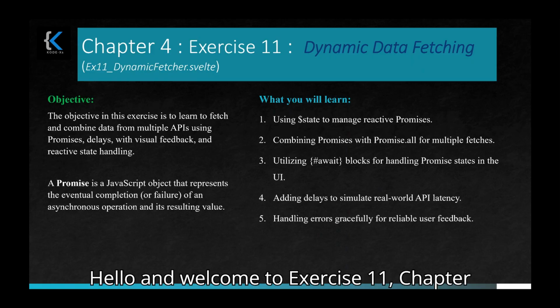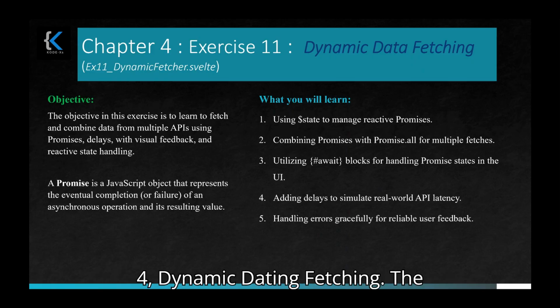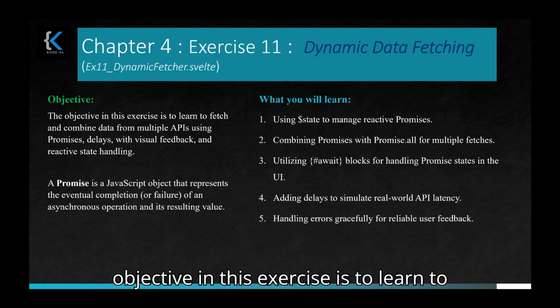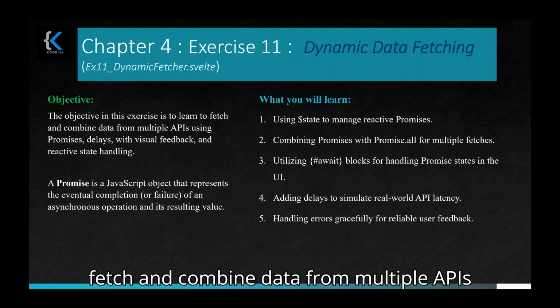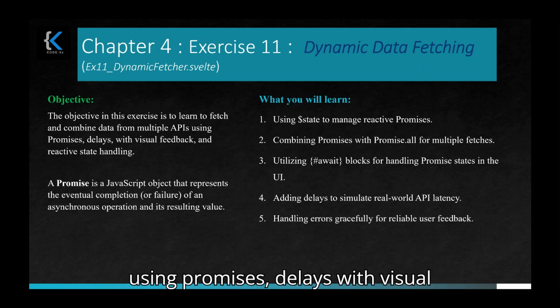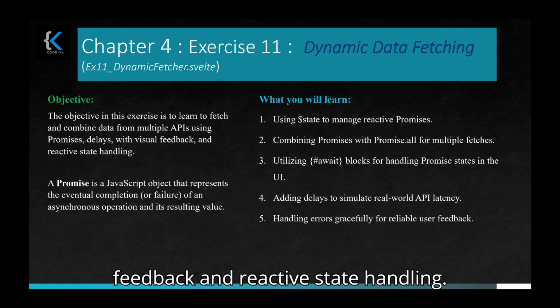Hello and welcome to Exercise 11, Chapter 4, Dynamic Data Fetching. The objective in this exercise is to learn to fetch and combine data from multiple APIs using promises, delays, visual feedback, and reactive state handling.